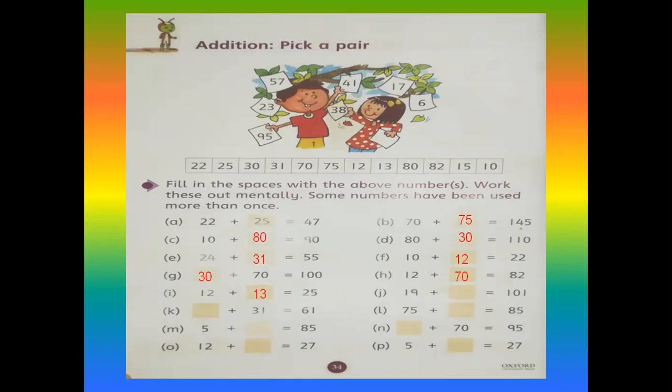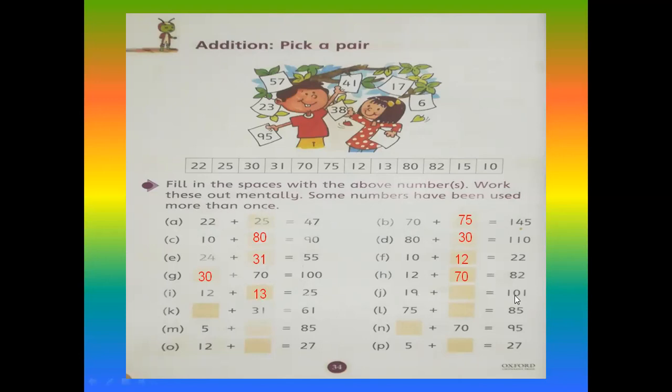J part. 19 plus dash is equal to 101. Look again, the given number is small, the answer is very, very big. It means the second number will also be big. Not very, very big, but big.